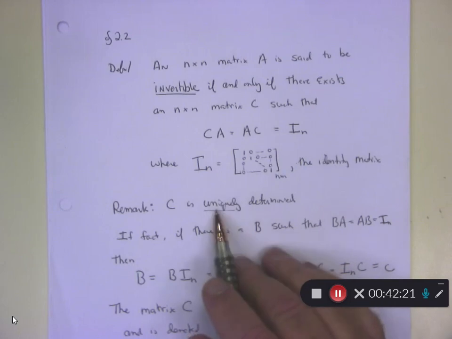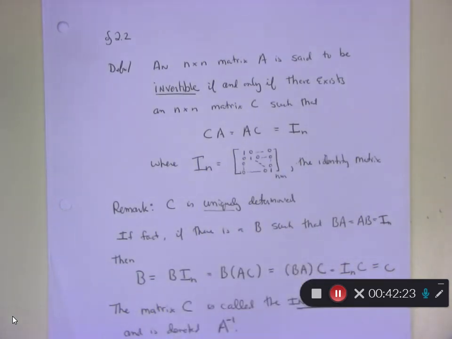Remark: C is uniquely determined. There's only one identity. You don't get to have multiple identities on this stuff. So every matrix A, if, keyword here, if it has an inverse, and not all matrices do, but if it has an inverse, it's going to be unique to that particular matrix.